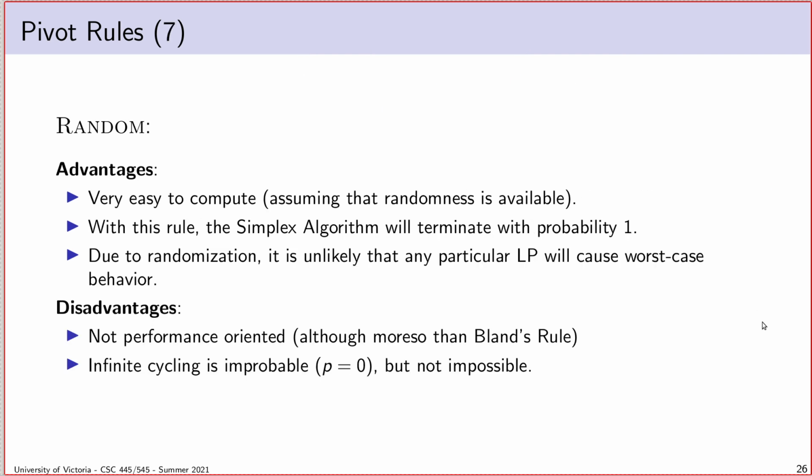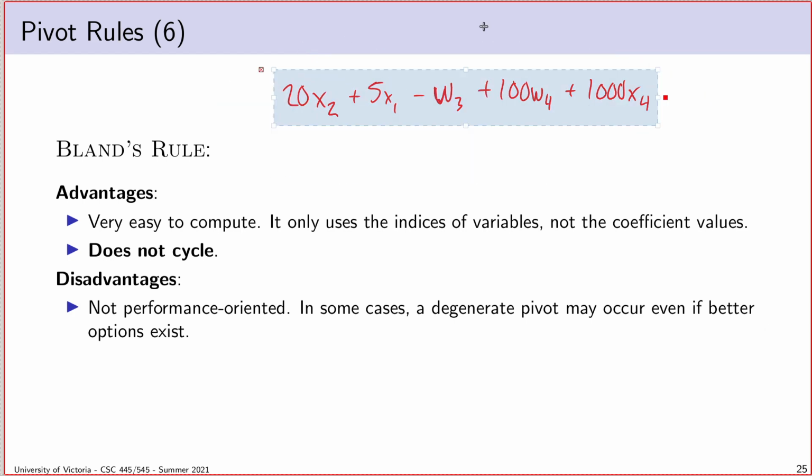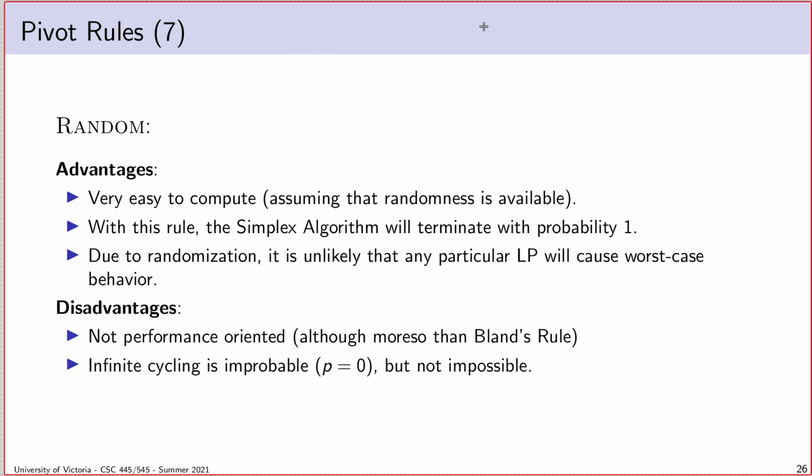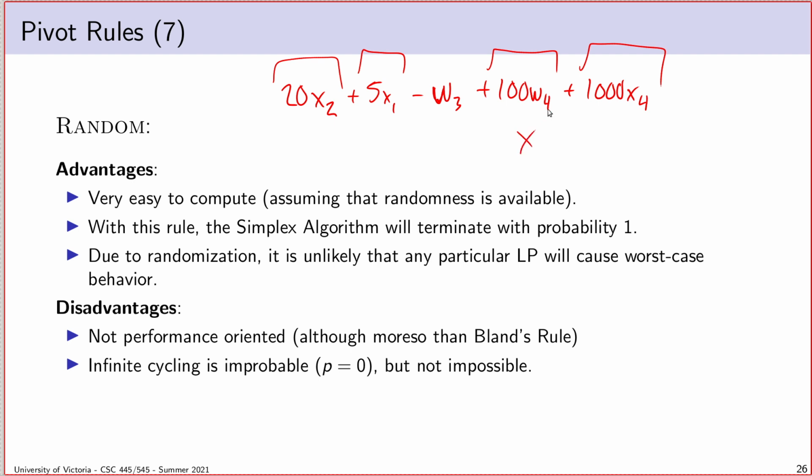Okay, so then there's the random pivot selection rule. I'm going to actually borrow my diagram here. So here's my model objective function. The random pivot selection rule is similar to Bland's rule in that we figure out all the candidates for the entering variable, and then we flip coins and just pick one. So we say it's W4.